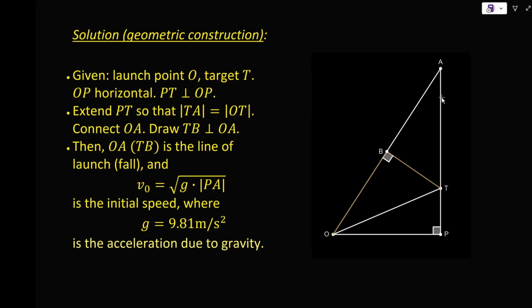This launch direction is referred to as the line of launch. The direction of the impact velocity is called the line of fall. In the diagram, it is given by the line TB. And last but not least, we also have the initial launch speed, which is denoted as V naught equals the square root of g times the length of PA. And here, g denotes the acceleration due to gravity, which is around 9.81 meters per second squared.